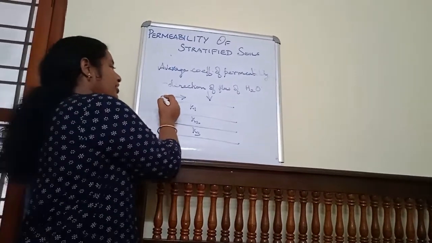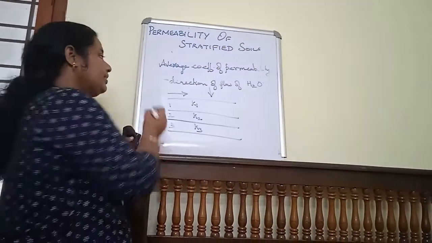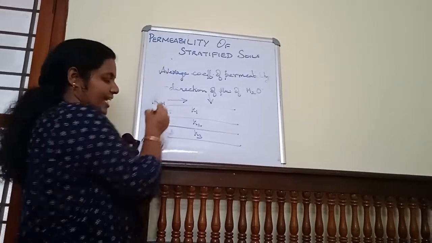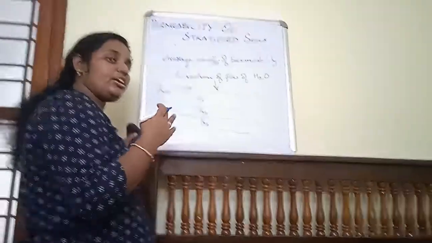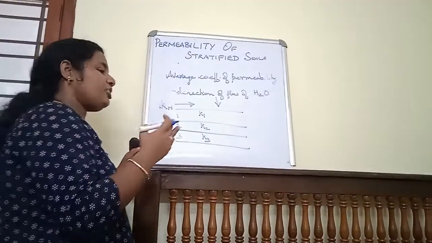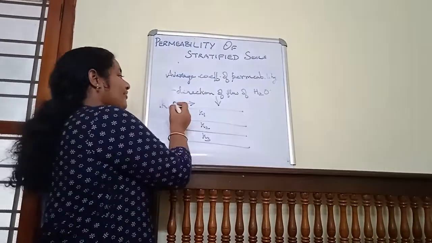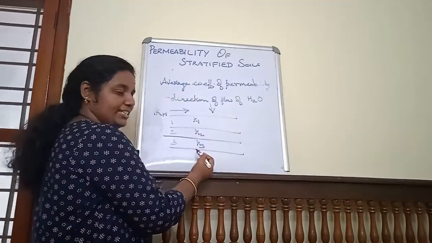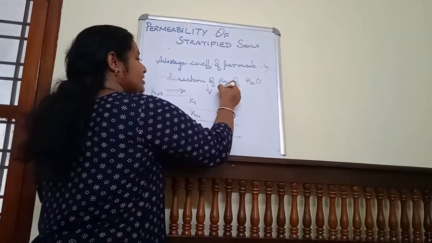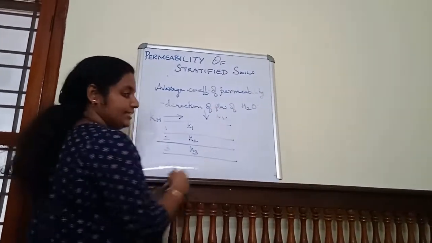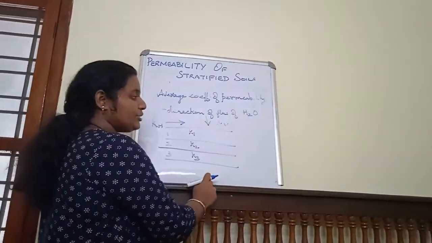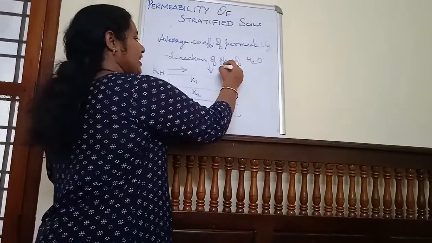If the flow of water is along the direction of the layers, we find the horizontal average coefficient of permeability, which is marked as KH, also known as the coefficient of permeability in the parallel direction. When the flow of water is perpendicular to the direction of the layers, it is marked as KV.